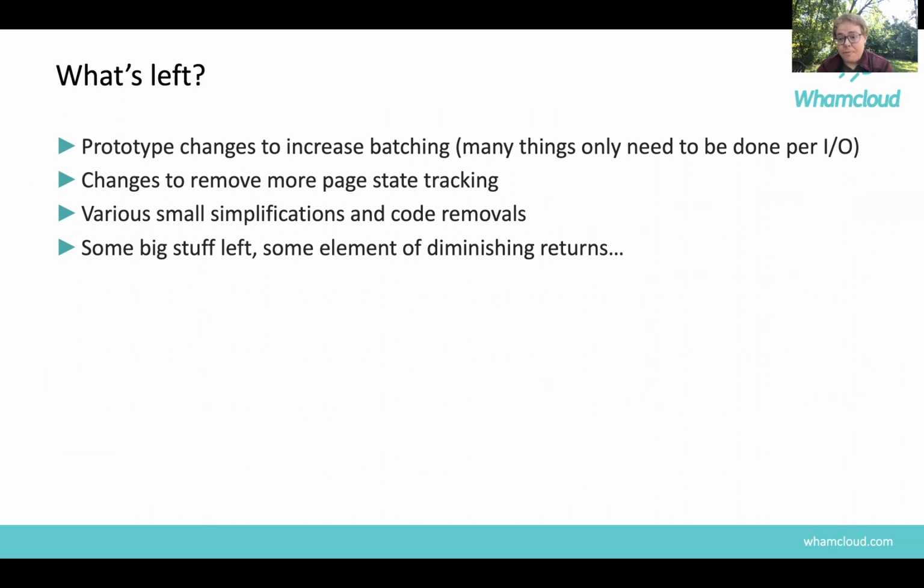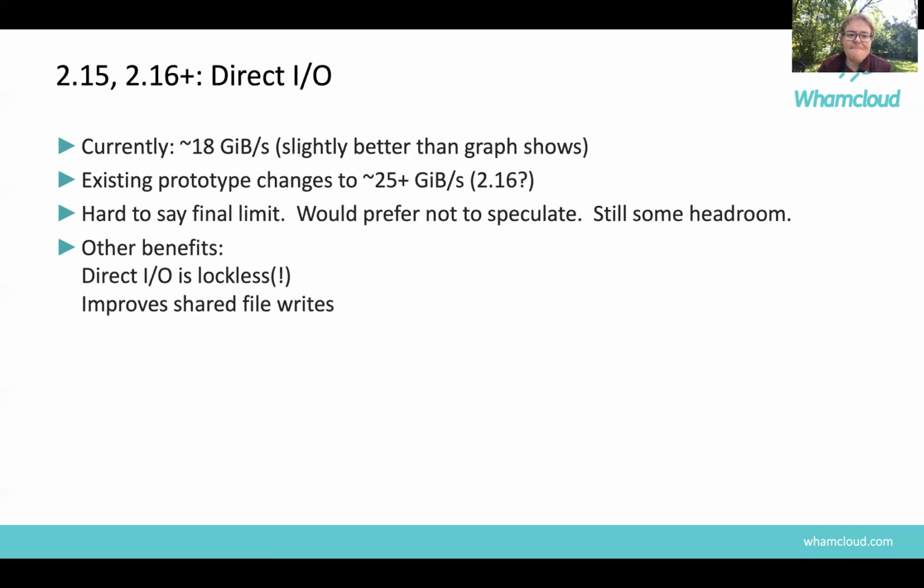There's a lot to be said for sharing code. It's a useful, simple thing. Only one path, only one place to have bugs, only one bit of code to update, only one bit of code to change, et cetera. So there are some diminishing returns, but what do we think? There are some existing prototype changes that aren't slated for 2.15, maybe 25 gigabytes a second, something like that. There's more after that, but I'm not going to speculate about where the limits would be.